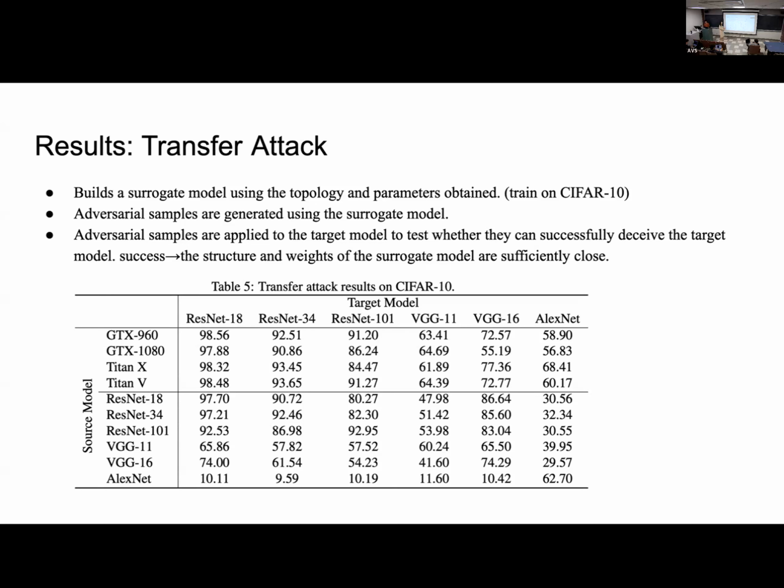And they will use these surrogate models to generate some adversarial samples by adding random noise or things like that. And they will apply these adversarial samples to these victim models to test whether they also output wrong results on these adversarial samples. If they succeed, which means the structure and weights of the surrogate model are quite similar to the victim models here. So by doing this transfer attack, they can test the layers and hyperparameters as a whole, to test whether both of them work well in these surrogate models.